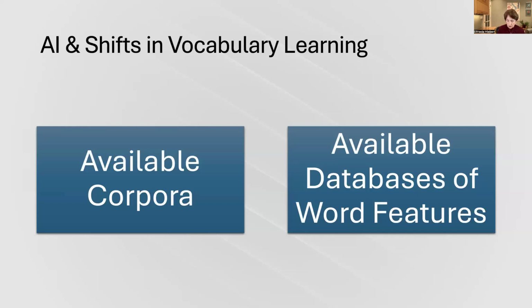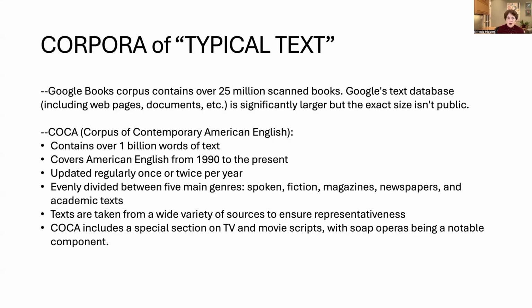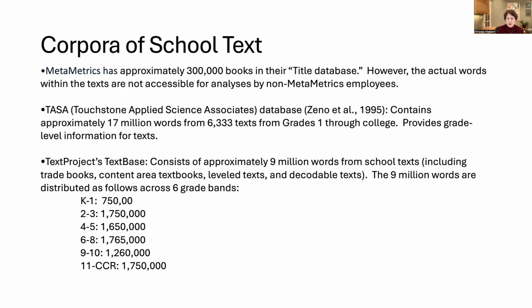Well, we have the opportunity now with AI, because of the available corpora and also databases, to actually take a different perspective. When we look at available corpora, I want to point out that in terms of typical text, we've got some enormous databases, like the COCA, which is really readily accessible, that has at least 1 billion words, and that is refreshed every year with magazines, newspapers, and academic text. The situation is a little different with school text. If you were to go online and attempt to get a scanned version of, for example, Beverly Cleary's books, that might be pretty difficult, unless it's from a very shady website.